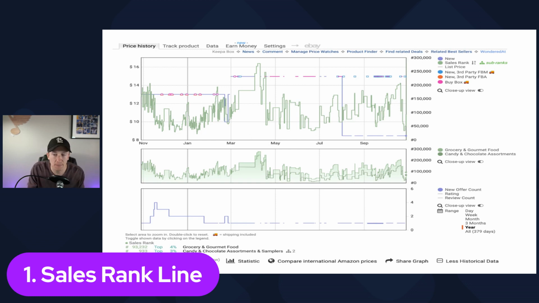So just keep that in mind. Now, by looking at the sales rank graph, it's selling. You can see it's going up and down regularly. I feel pretty confident that it will sell based off of that information.